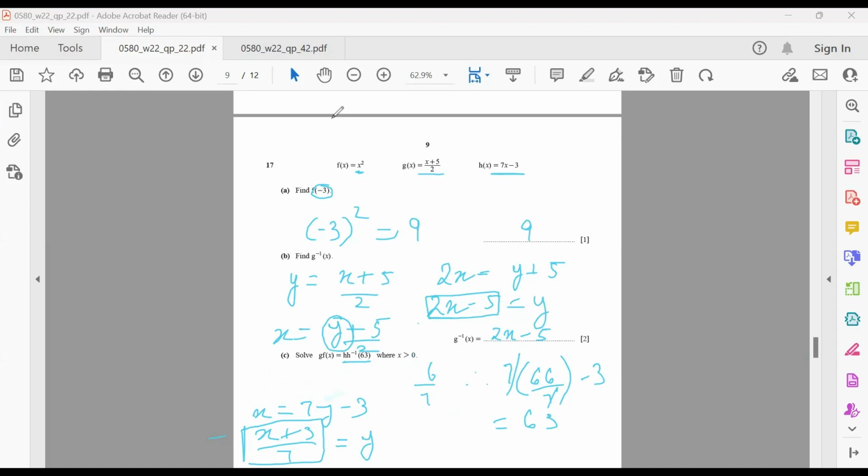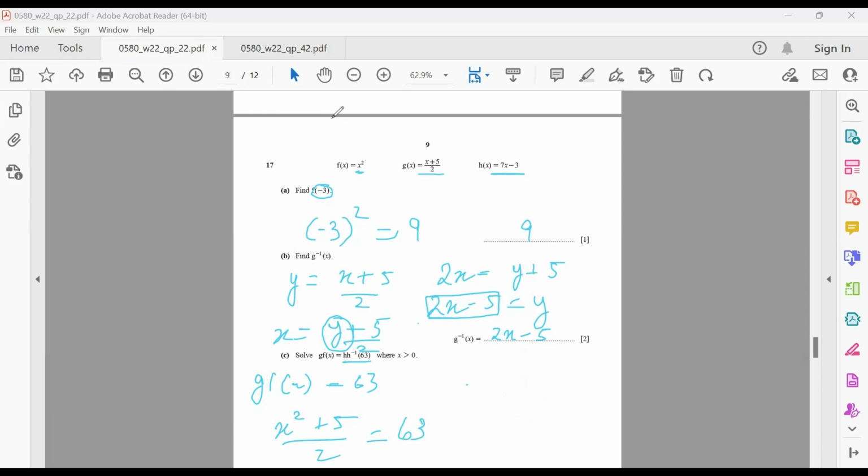So let me just erase some of this so we have space to solve the rest. Yeah. So we know that this side of the equation is equal to 63. Therefore, g of f of x is equal to 63. f of x is x squared. So g of f of x will be equal to (x squared plus 5) by 2, which is equal to 63.